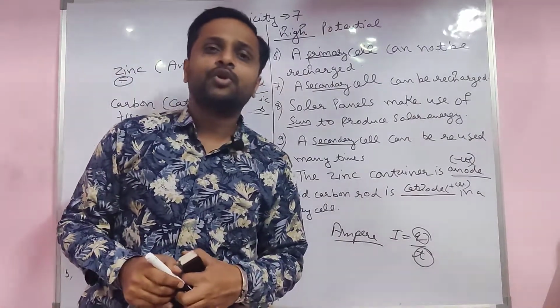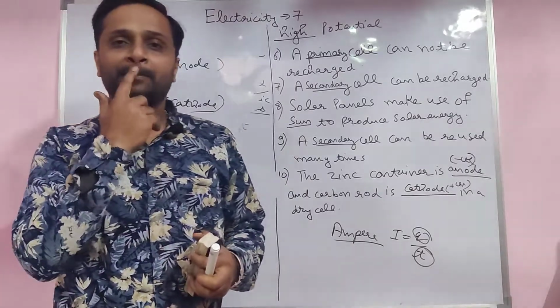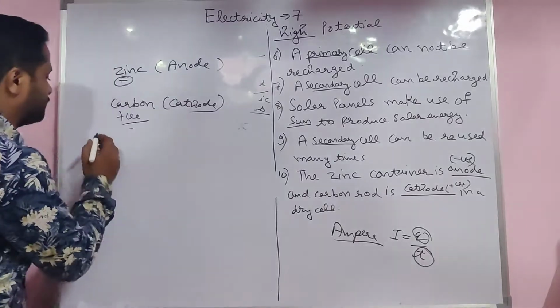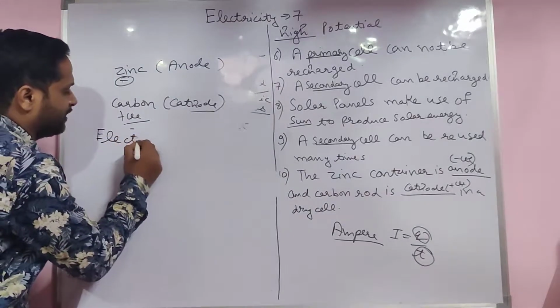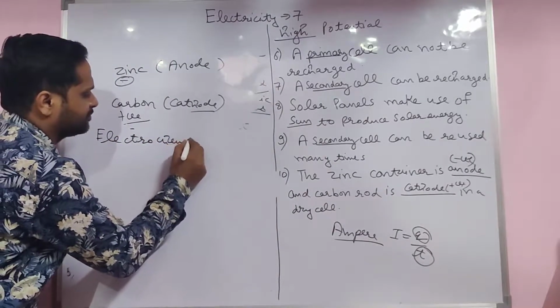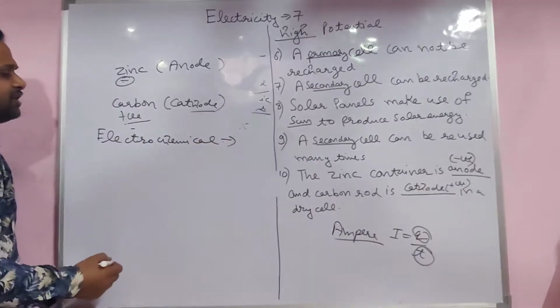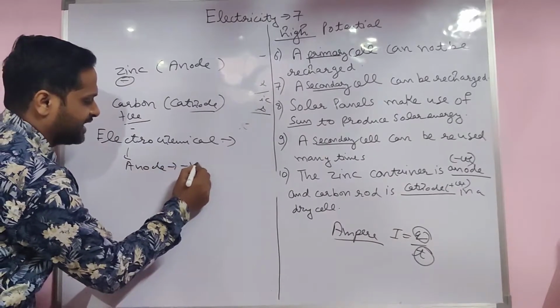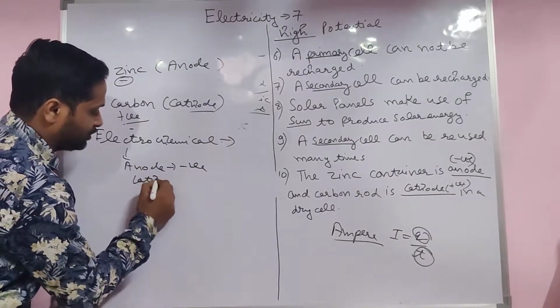This is the electrochemical cell, in which chemical energy is converted into electrical energy. In an electrochemical cell, the anode is always negative and the cathode positive. Keep in mind.